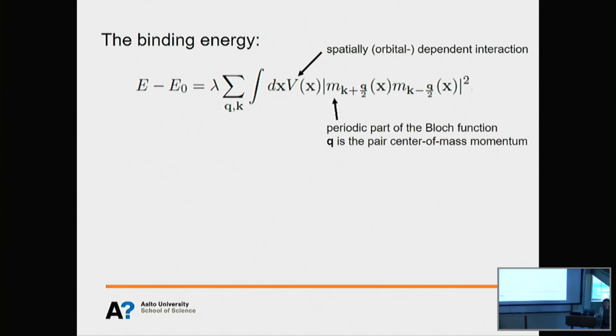There is one question. When you say multiband, is it only one band that is flat and the others are not, or are all the bands flat? The question was, does it matter whether all the bands or only one band are flat? It doesn't really matter. I always focus on the physics that happens in one flat band, but there are many other bands, and those can be either dispersive or flat.